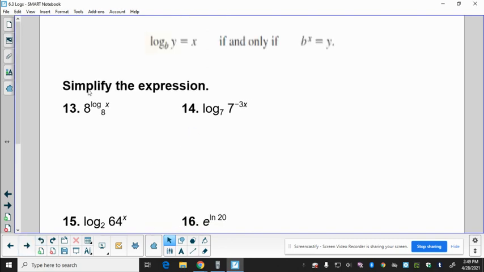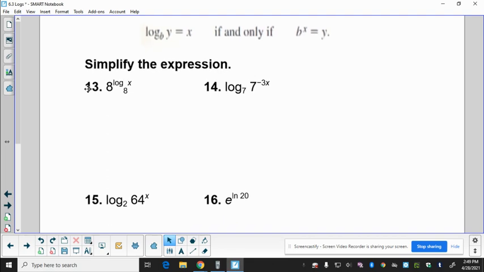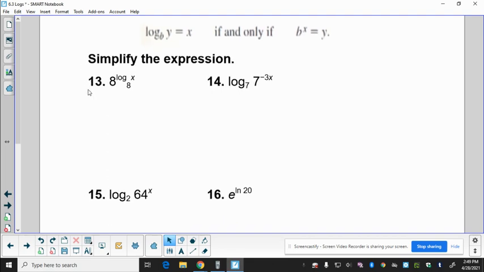Okay, so let's try some of these now. Just keep these in mind. These are logarithms. So what I'm thinking we could do is transform them into exponentials, or vice versa. Okay?